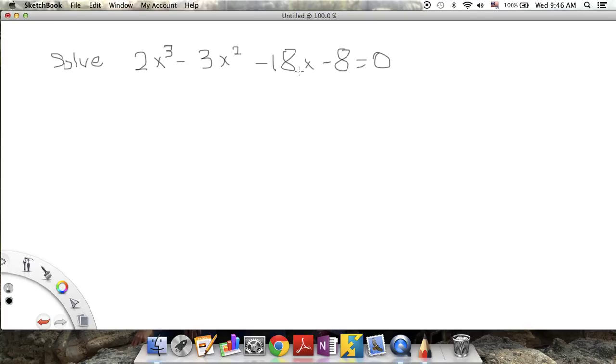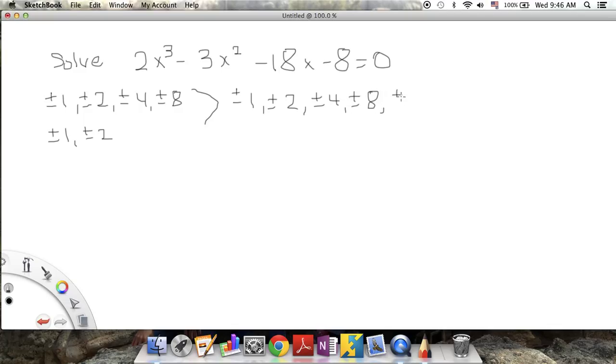What are our possibilities? Well, all of the factors of 8 are plus or minus 1, plus or minus 2, plus or minus 4, and plus or minus 8. And all the factors of 2 are just plus or minus 1 and plus or minus 2. So we put that together and we get all our possible roots are plus or minus 1, plus or minus 2, plus or minus 4, plus or minus 8, and plus or minus 1/2. If we put these other ones over 2, we just end up repeating these things again. So these are our possibilities.